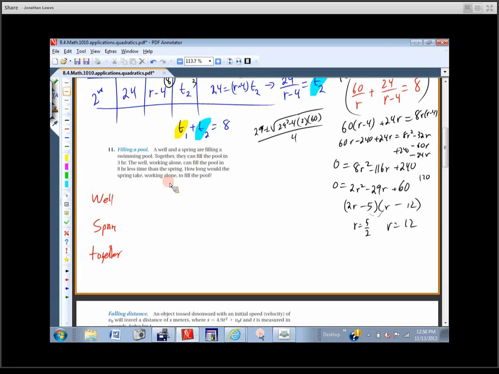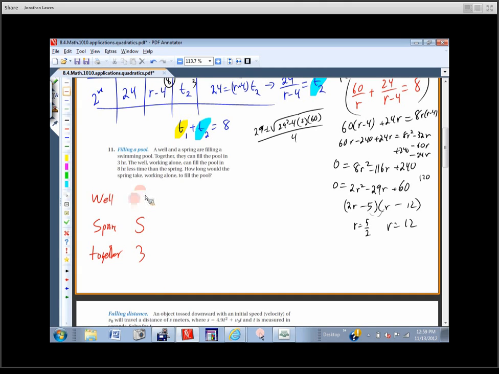And we keep track of what fraction they do, how long it takes them and what fraction they can do per hour. So it says they can fill it together in 3 hours. The well working alone can fill the pool in 8 hours less than the spring. So if we knew what the spring was, we could say what the well was. Let's use S for spring.